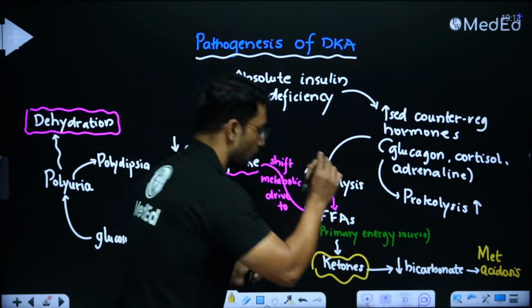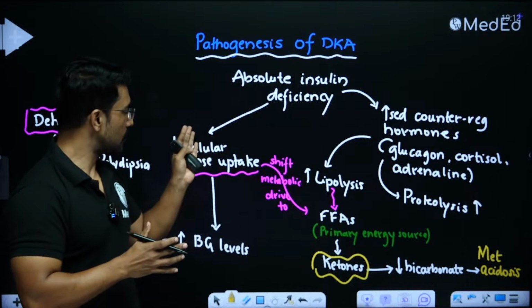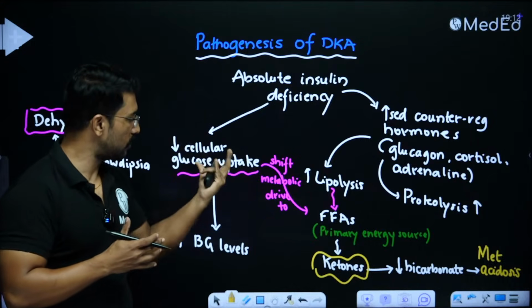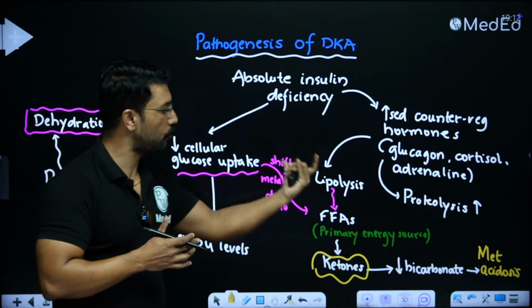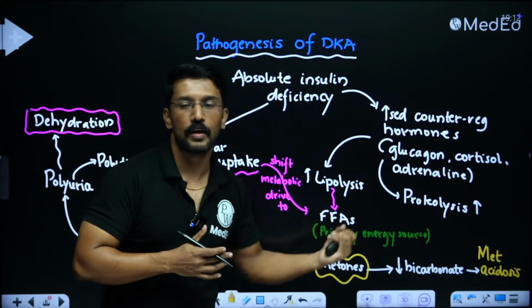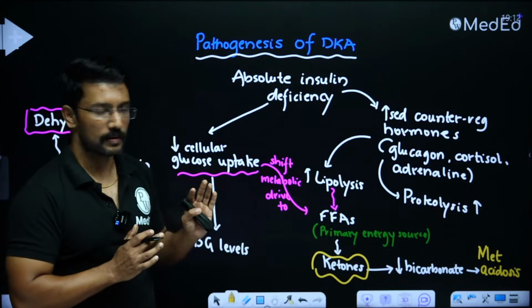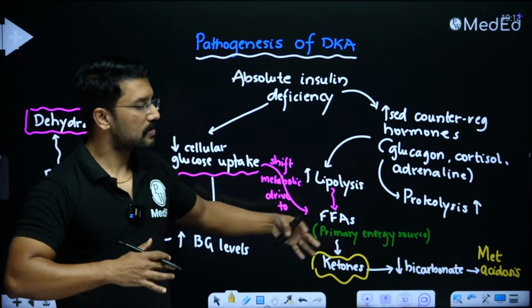of ketone bodies. Why were ketone bodies formed? Because now I have to shift the cellular metabolism from glucose as the main energy source to free fatty acids as the primary energy source. Clear? Now, what other complications is this going to lead to?